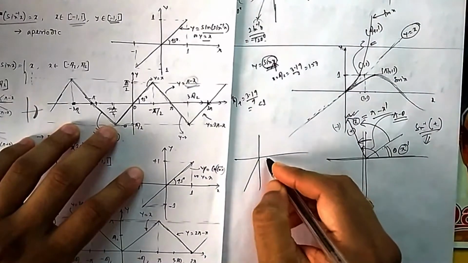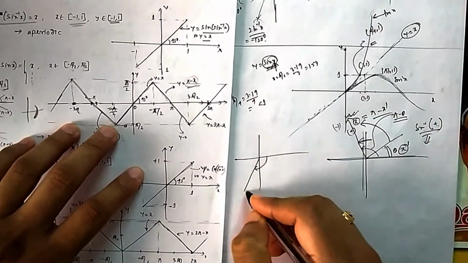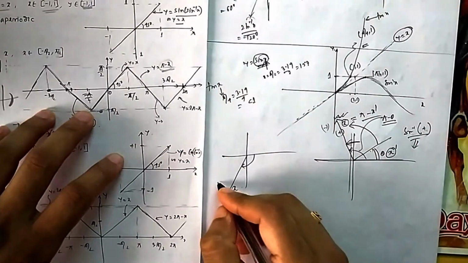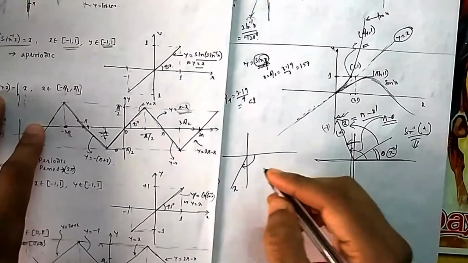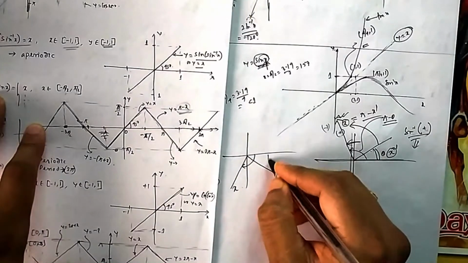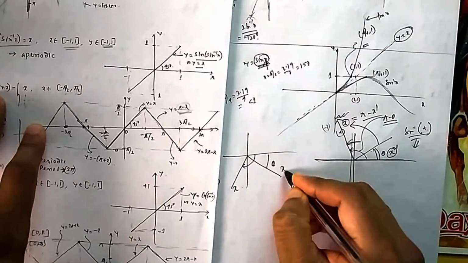So you are coming here. So this is your angle now. This is your actual x. So sine is here negative. So sine inverse negative answer will come here. So this is your x dash.